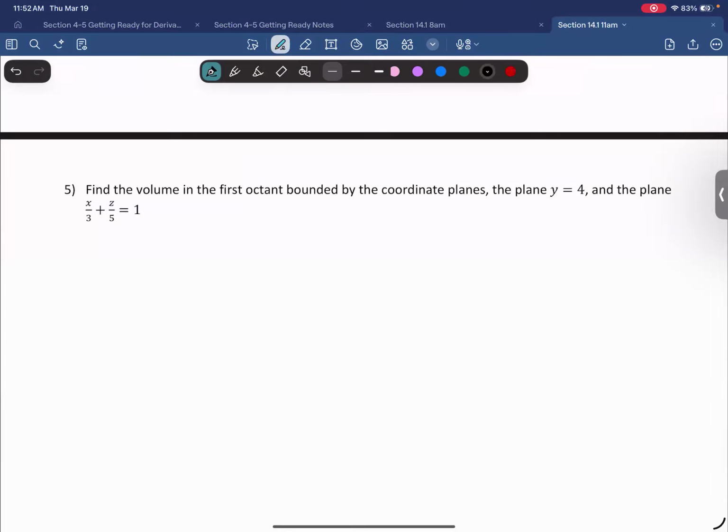So this says we have the first octant, where x, y, and z are positive. It says we are blocked in by the plane y equals 4. So that's y equals 4. We kind of got like a plane right there.